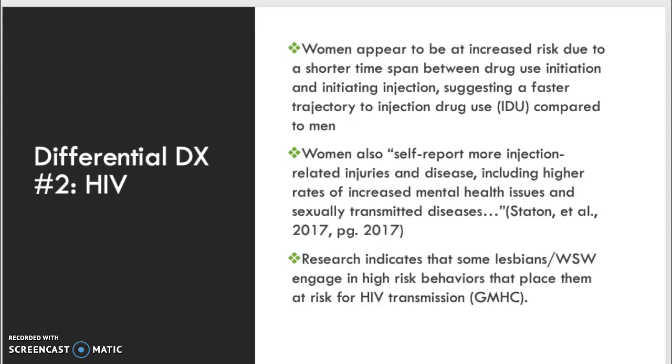Research indicates that some lesbian women, or women who have sex with women, engage in high-risk behavior that places them at risk for HIV transmission. This was included in this case study because we also know, given her history, that she has unprotected sex with both men and women. Some women who have sex with other women use injection drugs and may share needles and works. These are some of the risky behaviors that the GMHC indicates women who have sex with women engage in.